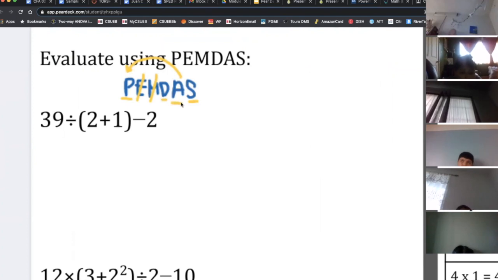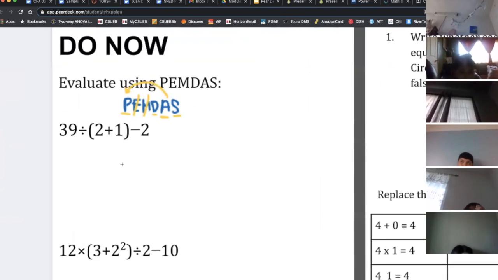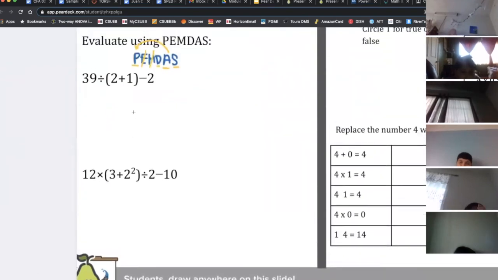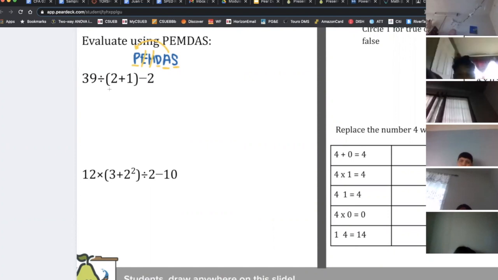So then we can go into the order, right? We know that we're going to take care of it from left to right, P down to S. So what comes first, Angel? Parentheses. Okay. And what's in the parentheses? We add 2 plus 1 in the parentheses. Okay. You know what that's going to give me? 3.